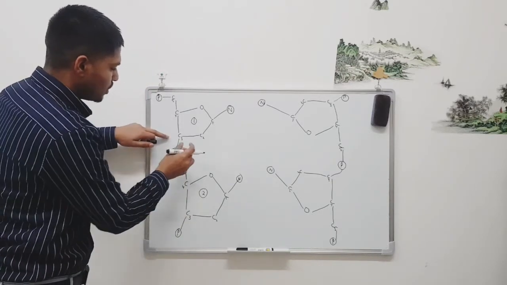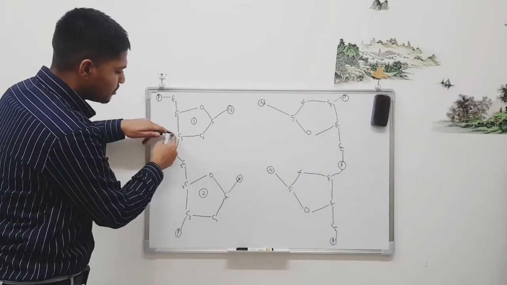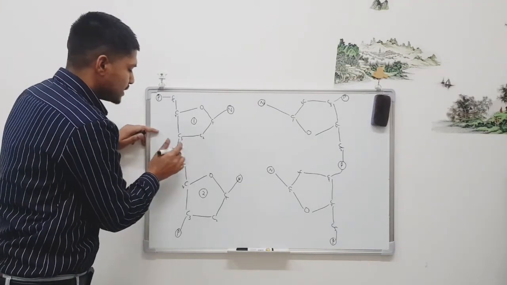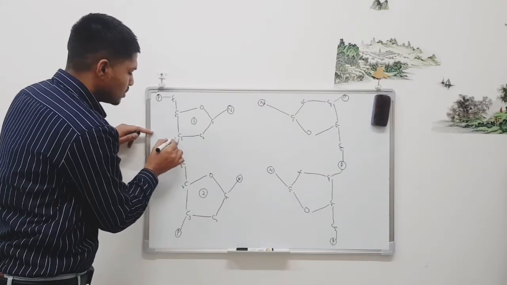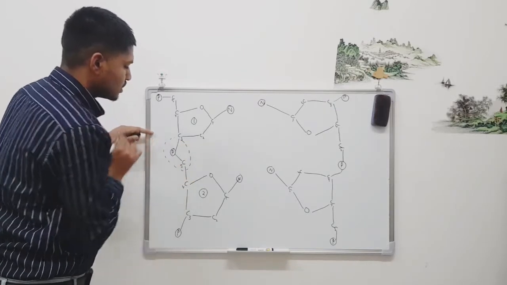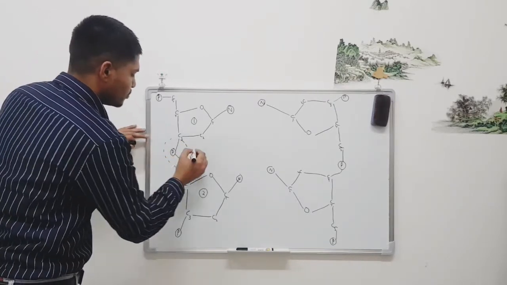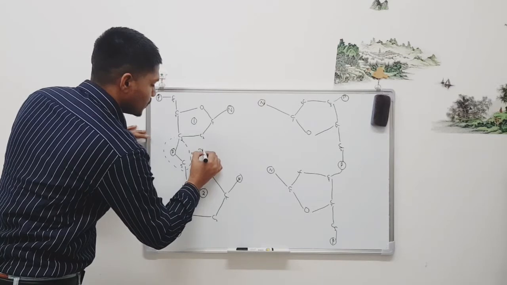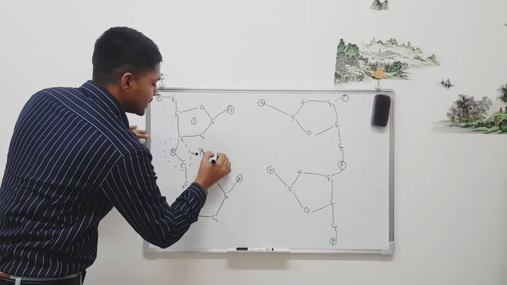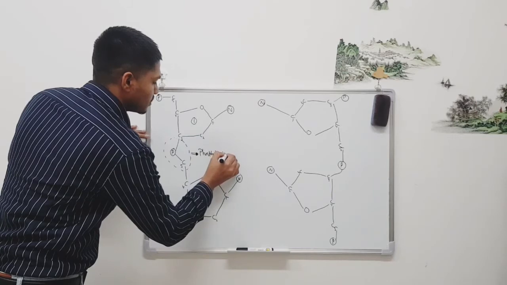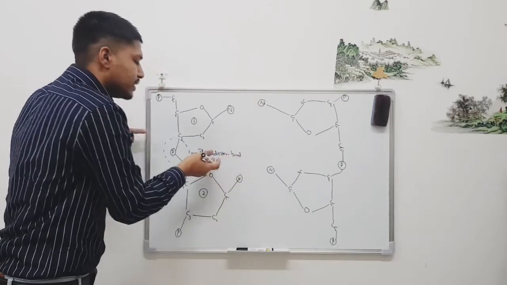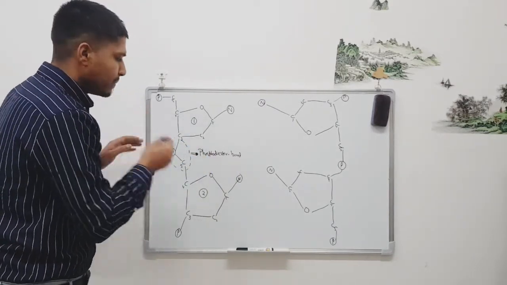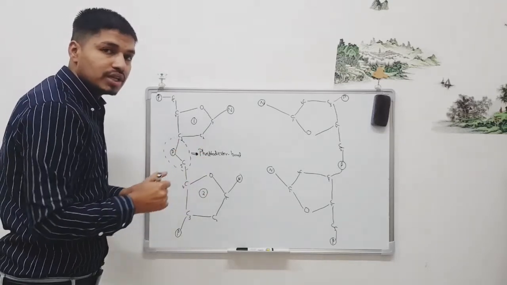Here we go with carbon number 3: the phosphate molecule attaches with the carbon number 5 phosphate. Basically this kind of bond is called a phosphodiester bond, or phosphodiester linkage. You can call it either. Basically, this is the backbone of the DNA molecule.